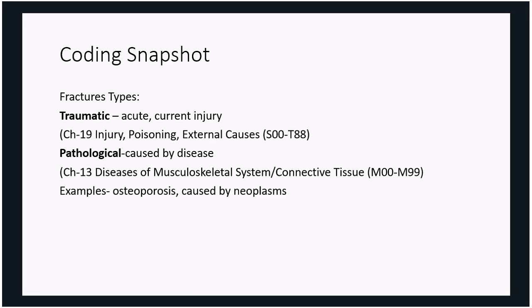The second type of fracture is pathological fractures. These are caused by disease. If you're coding pathological fractures, you want to be sure that you go to Chapter 13, Diseases of the Musculoskeletal System and Connective Tissue. And these codes are going to be M00 through M99. Examples of pathological fractures caused by disease are those caused by neoplasms, or the patient may have osteoporosis.